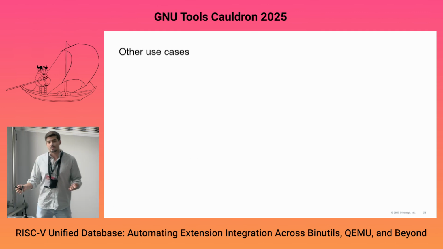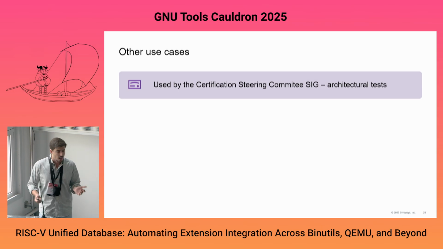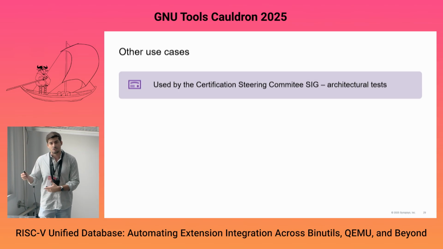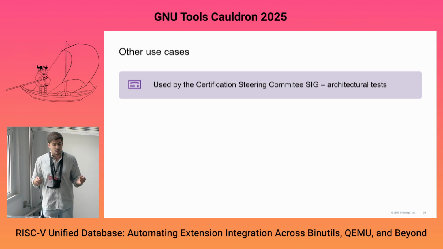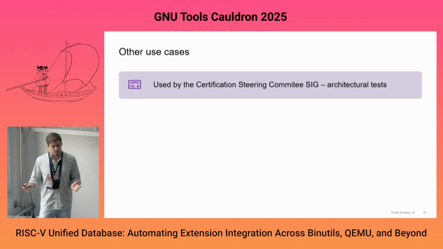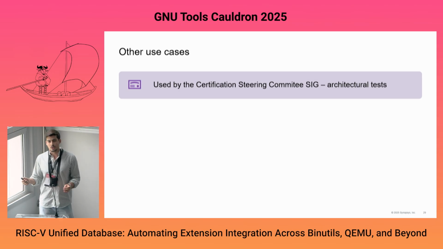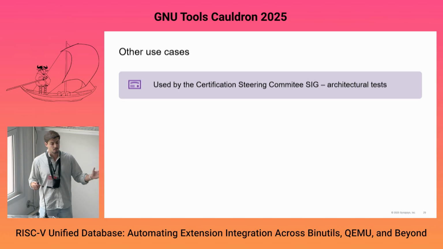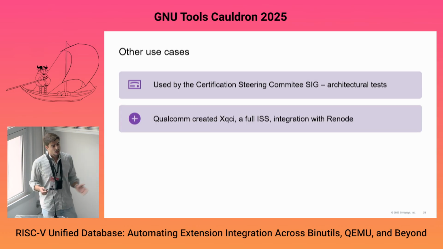Now, other use cases that we can use UDP for. UDP is being used by the certification and steering committee from RISC-V to create architectural tests. I believe that in the next months, you'll actually need to use UDP to call your RISC-V processor and go through the certification process that they're coming with.